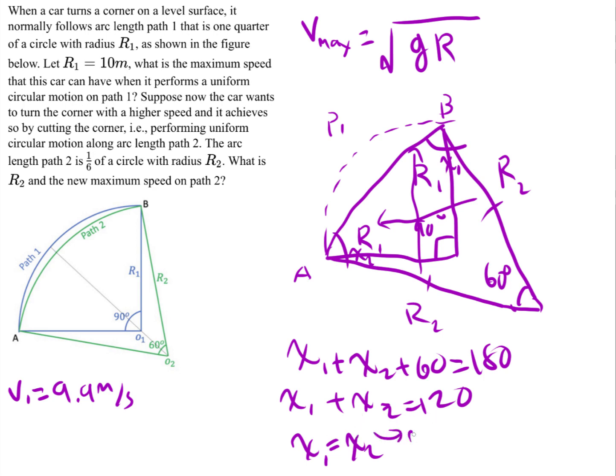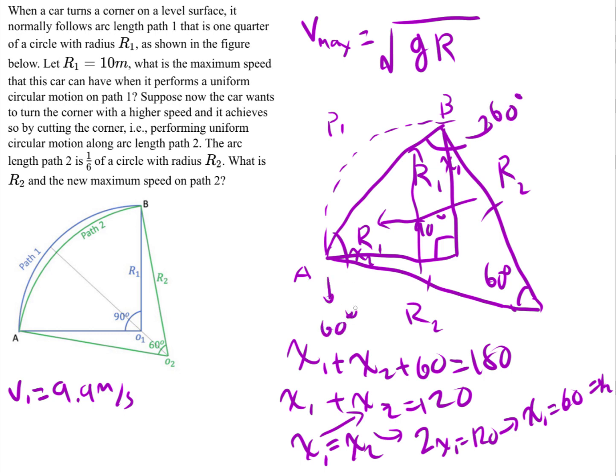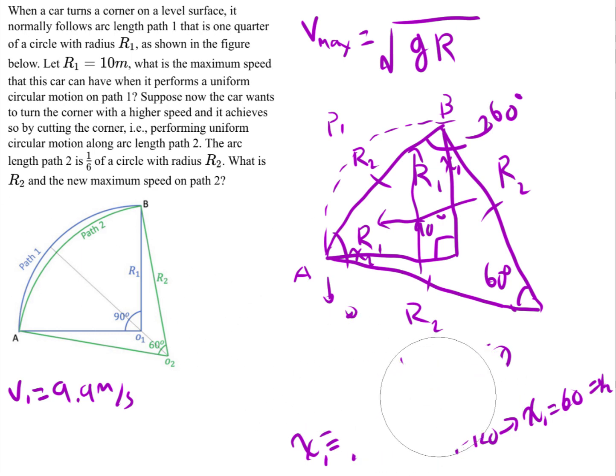So we can substitute x1 for x2, and this becomes 2x1 equal to 120. So x1 is equal to 60, and x2 is the same. These two angles are both 60 degrees, which means that this must be an equilateral triangle. So all three of these sides are congruent, so this must be R2 as well. If I erase this to make more room, that is 60 degrees as well.